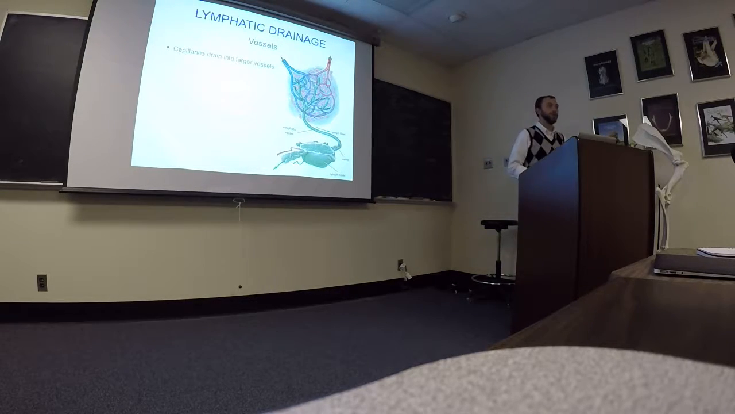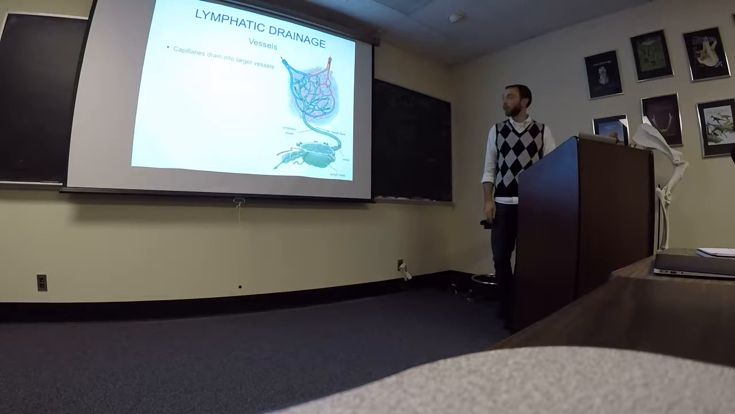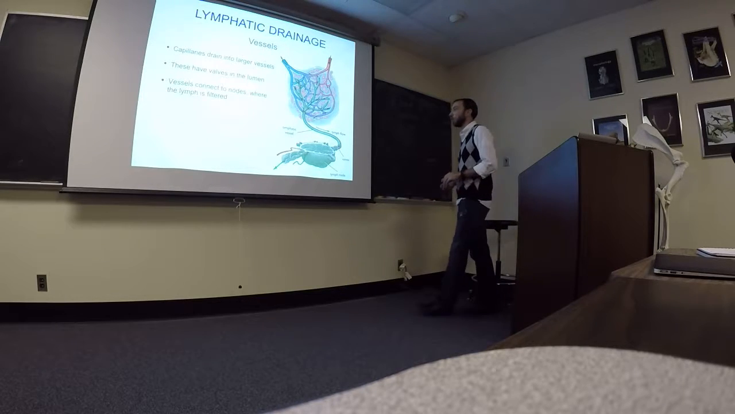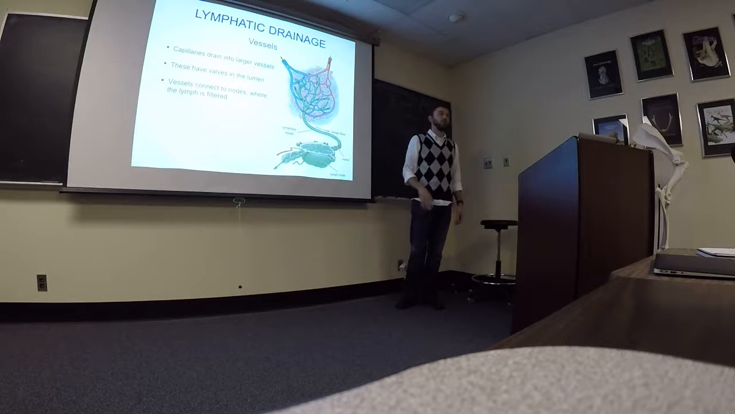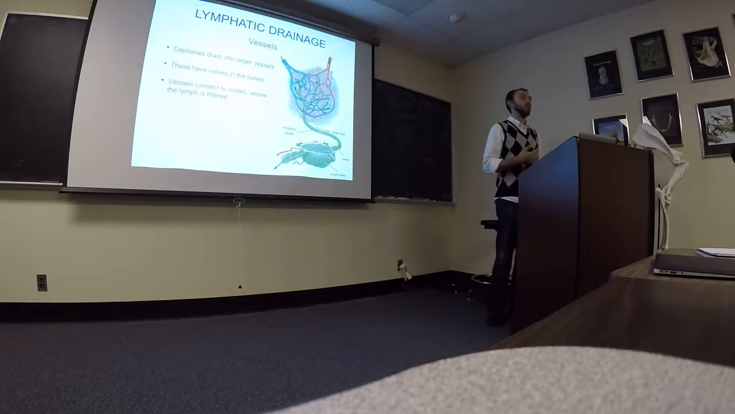Right, so our vessels are when we have a bunch of capillaries draining together. So these are the next size up. These are the ones that have valves. We don't have valves within the capillaries themselves. And these are also what the lymph nodes are connected to. So the lymph flows through the vessels, gets pushed through the lymph nodes to be filtered, and then passes up through a larger vessel to more and more lymph nodes.